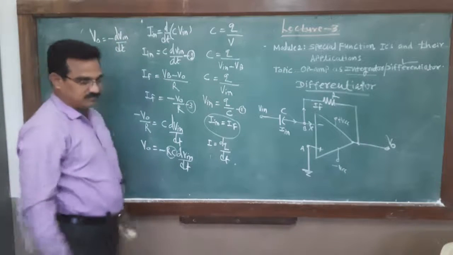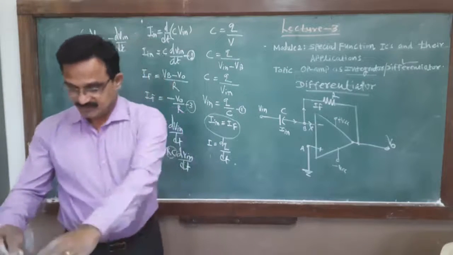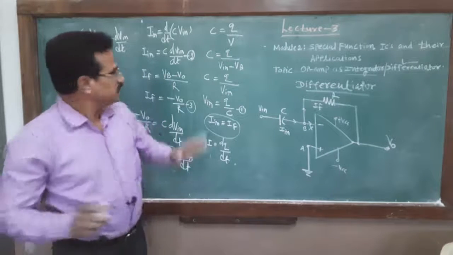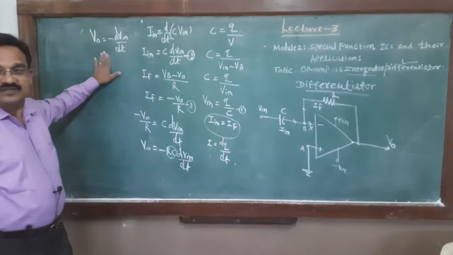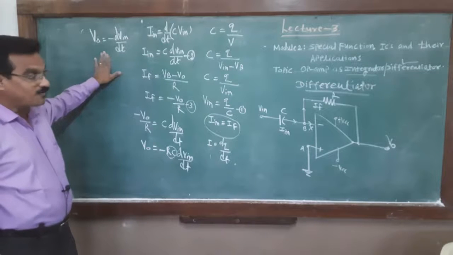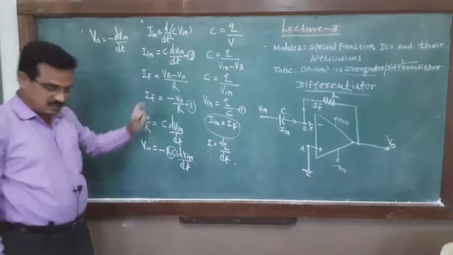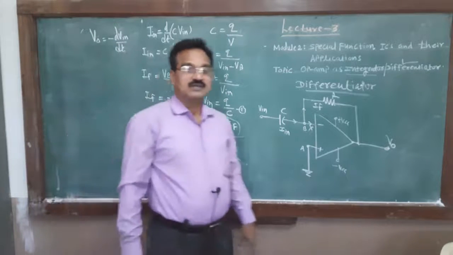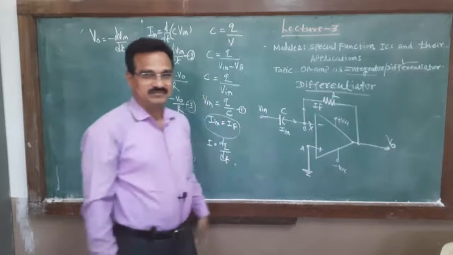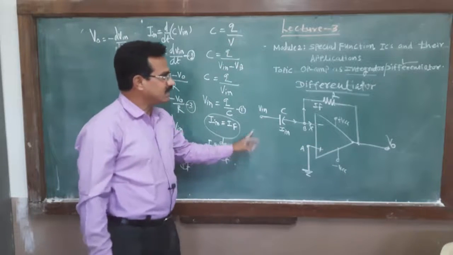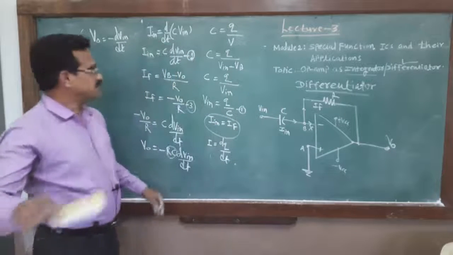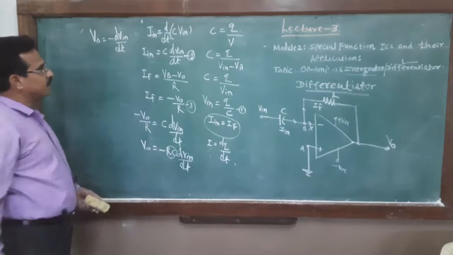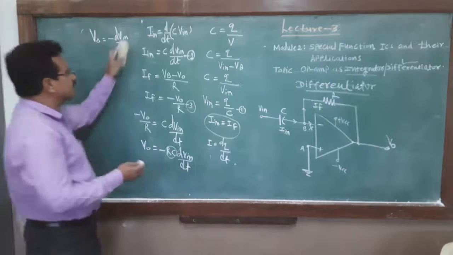This is the expression. It means that this circuit obtains an output, and that output is the derivative of the input. Derivative of the input, and that's why it is called a differentiator. Then what are its uses?